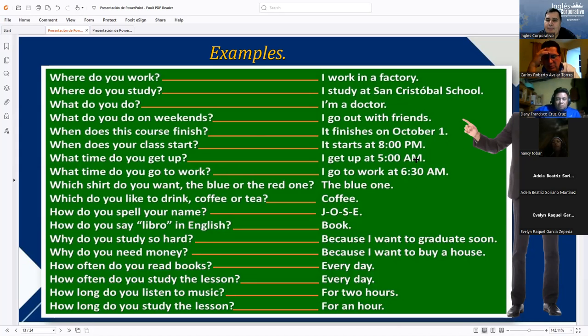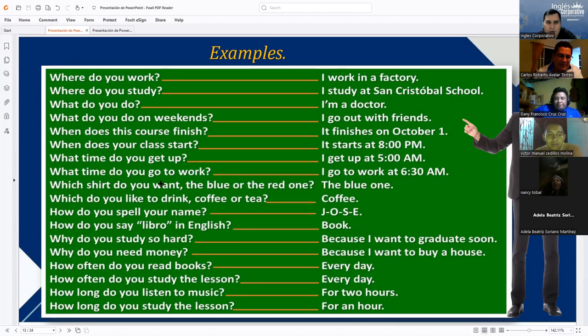What time do you get up? I get up at 5 a.m. Nancy gets up at 6 a.m. No. 4 a.m. Wow. Eduardo is the winner because Eduardo gets up at 3. Yeah. What time do you go to work? I go to work at 6:30 a.m.